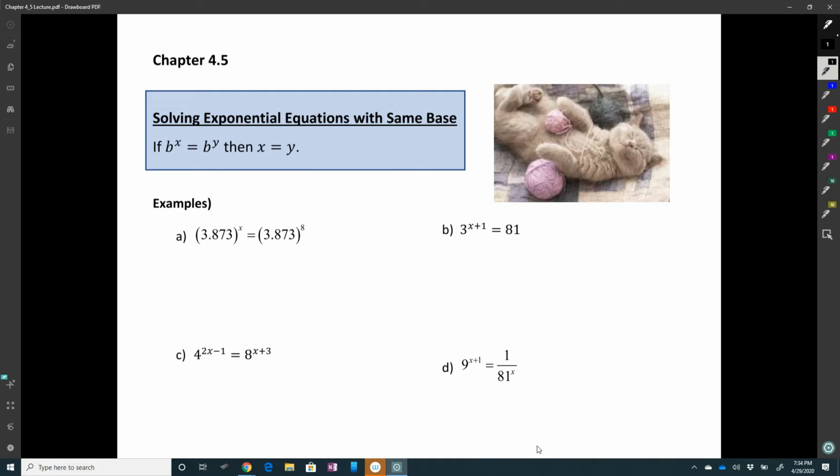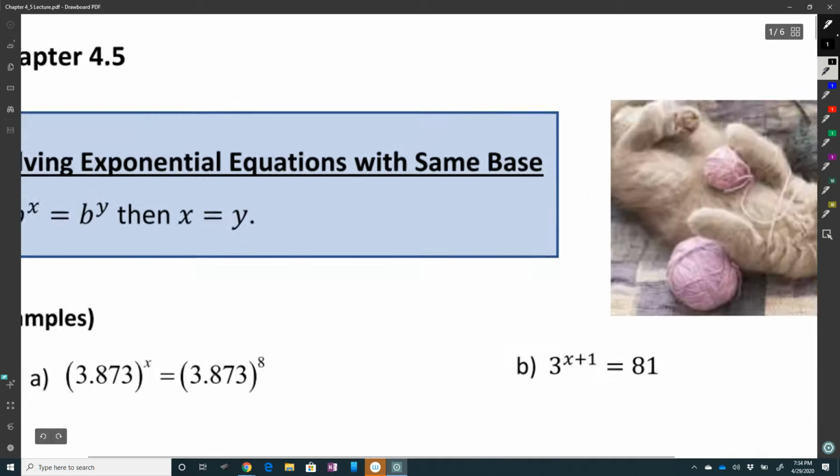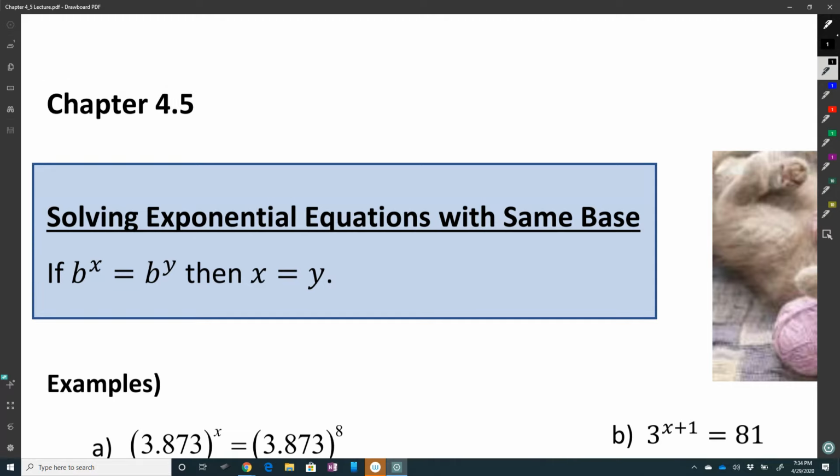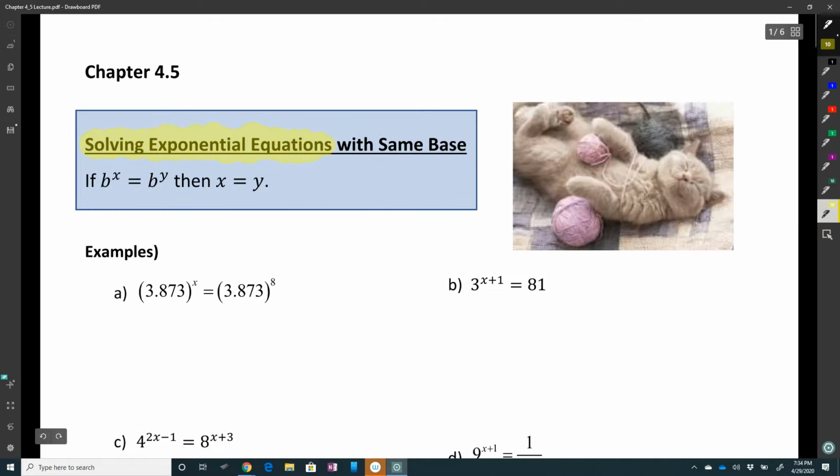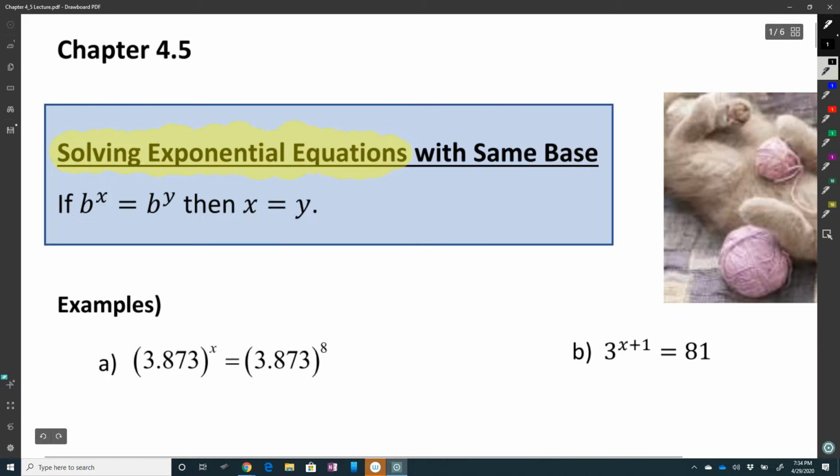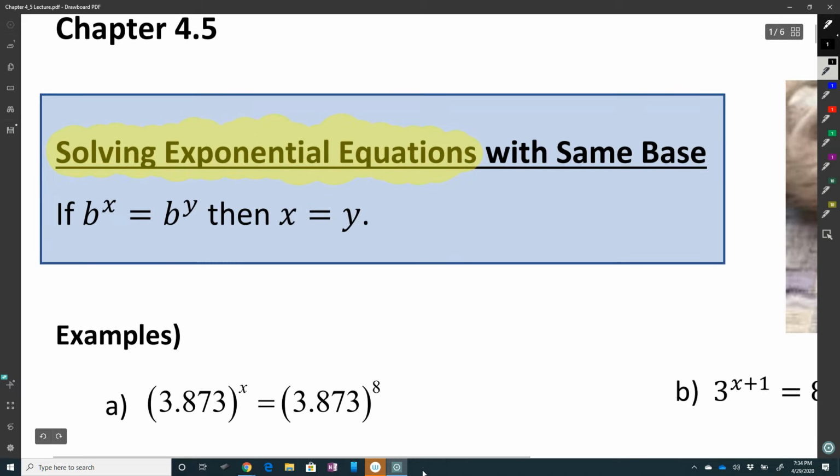Hey everybody, now we're going on to chapter 4.5, and this section is all about solving equations. So, solving exponential equations, and then at the end solving logarithmic equations. And we're going to start easy, and we're going to work our way to harder problems. Okay, so the first rule is pretty happy.